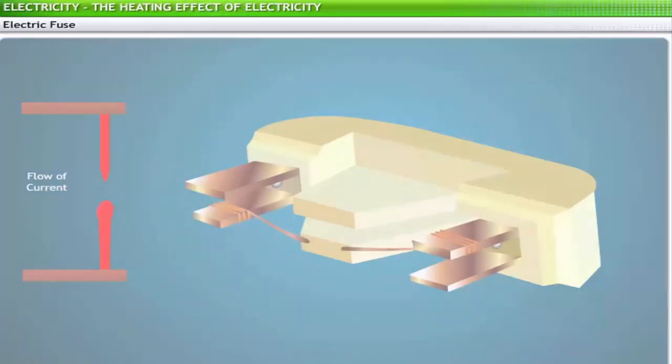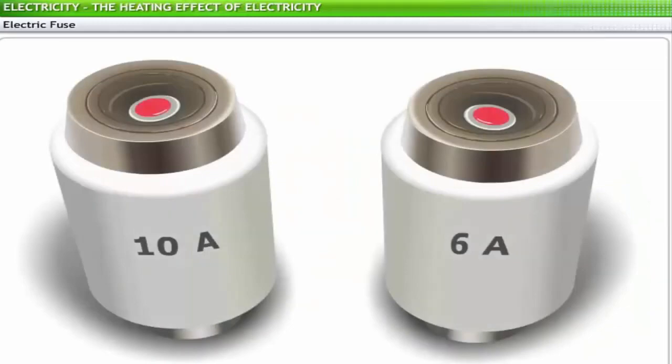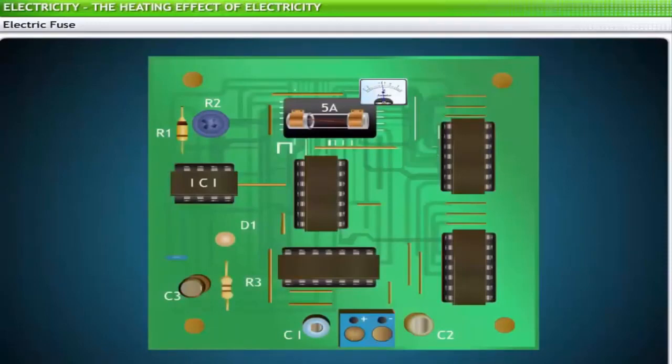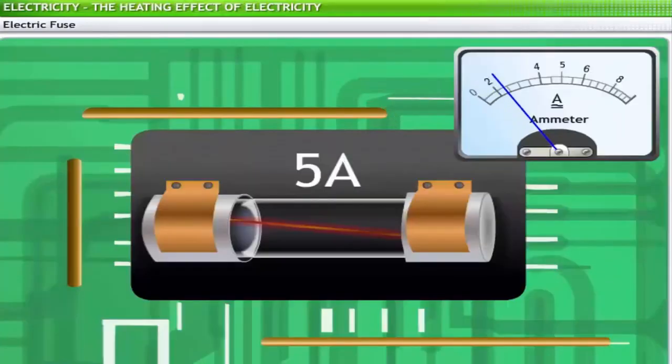Electric fuses are rated according to the current that they can withstand. For example, a fuse rated 5 ampere can withstand current flow to the maximum of 5 ampere. If the current flowing through that circuit exceeds 5 ampere, the fuse wire melts from the heat, cutting off the power supply through that circuit.